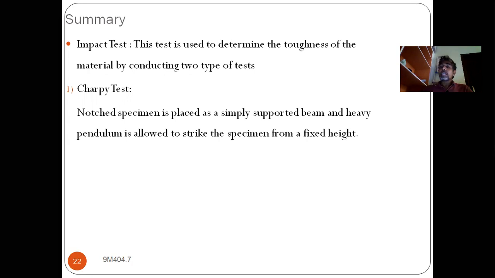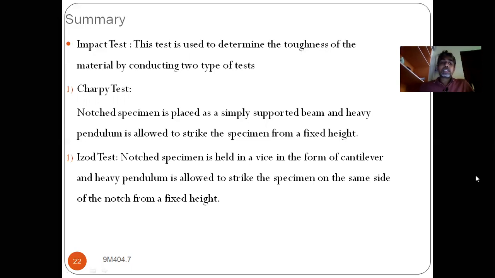So how many types of impact testing procedures are there? Here we are having two types of testing procedure, that is Charpy impact test and Izod impact test. Is there any difference? So here we will see some difference between Charpy and Izod test. Only a few points we will discuss here.